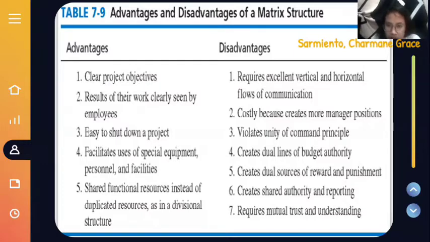Disadvantages are: first, requires excellent vertical and horizontal flows of communication. Second, costly because creates more manager positions. Third, violates unity of command principle. Fourth, creates dual lines of budget authority. Fifth, creates dual sources of reward and punishment. Sixth, creates shared authority and reporting. Seventh, requires mutual trust and understanding.